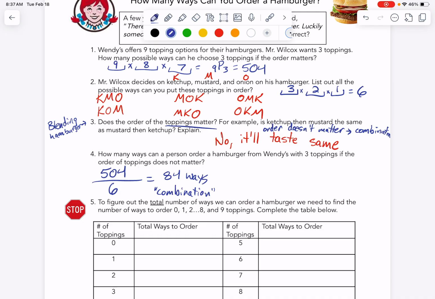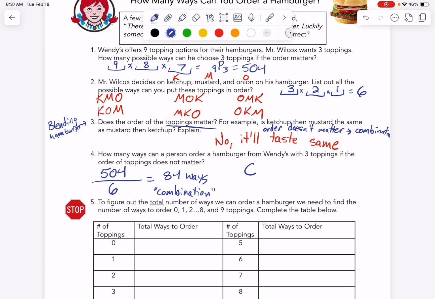And all we're doing is getting rid of the repeats, right? If I wrote out all the possible ways to make this list of 3 toppings I could choose, then something like this would have been in the list. 3 of the same toppings ordered differently. So when the order doesn't matter, I can just divide by the number of ways to order them. So the way we write this out is we write it with a big C.